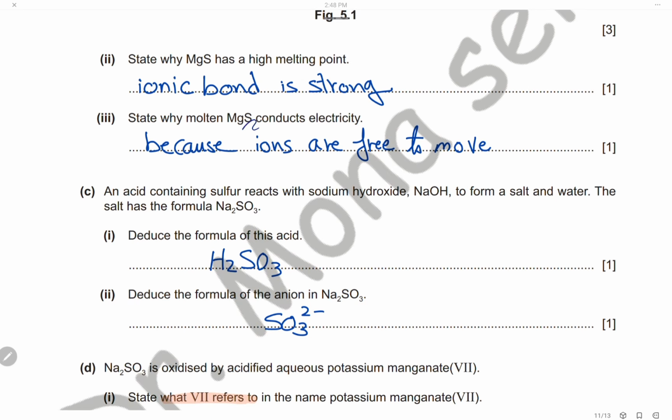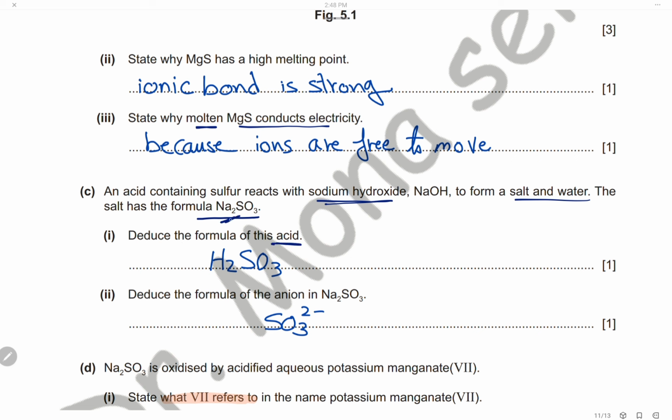State why molten magnesium sulfide conducts electricity. The ionic compound can conduct electricity either molten or aqueous because it has free moving ions. An acid containing sulfur reacts with sodium hydroxide to form salt and water. The salt has the formula of Na2SO3. Deduce the formula of the acid.